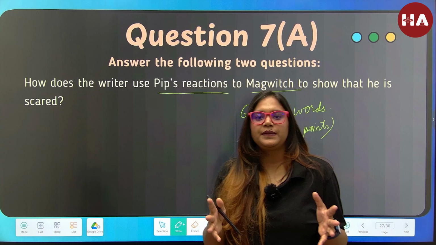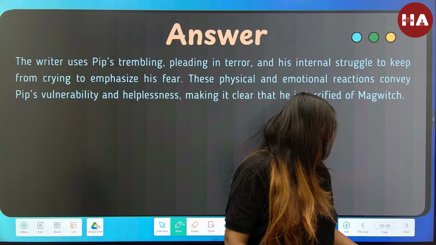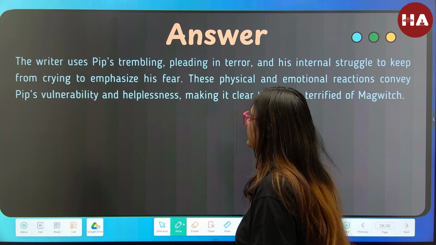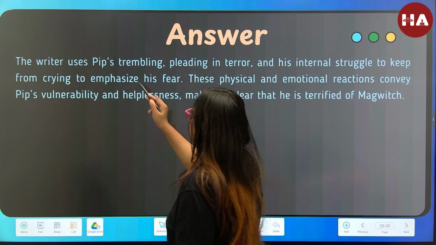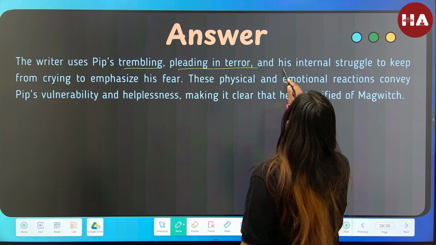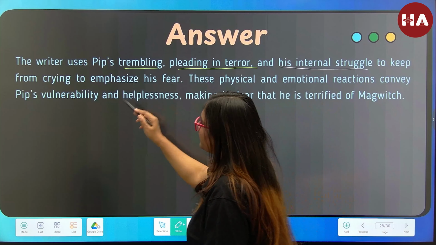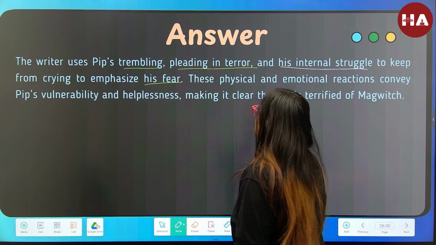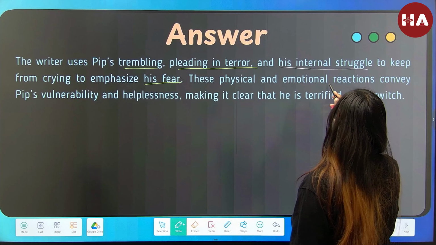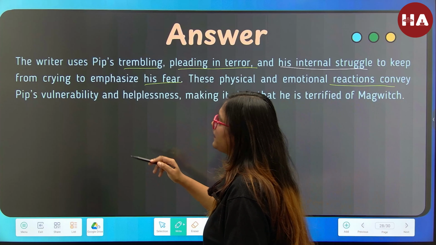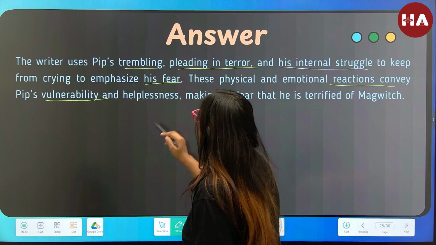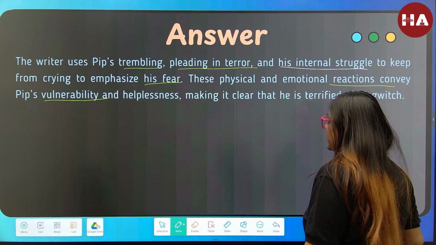I hope you would have been able to write it. Let's see a sample response for the same. The writer uses Pip's trembling, as we saw, pleading in terror, and internal struggle to keep him from crying to emphasize his fear. These physical and emotional reactions convey Pip's vulnerability and helplessness, making it clear that he is terrified of Magwitch.